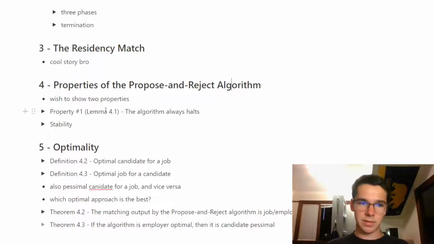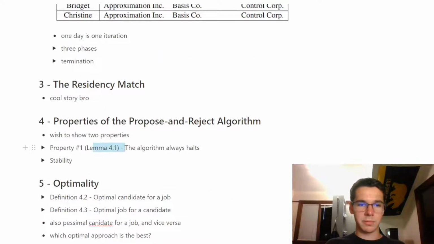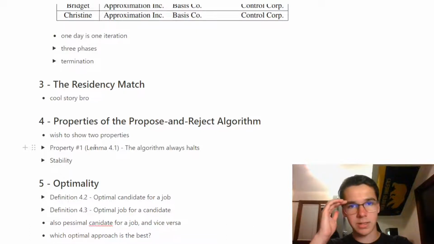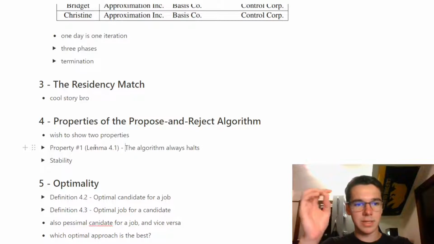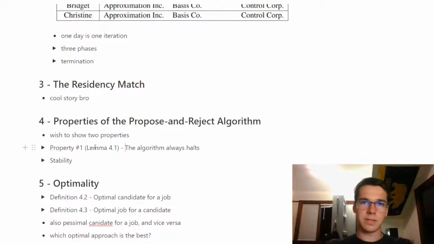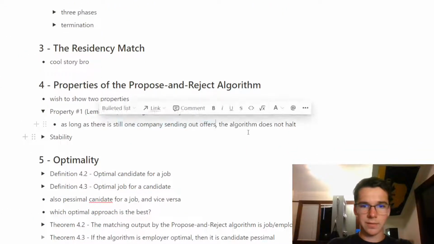But we're going to go on to the actual properties of the propose and reject algorithm. There are two main ones, and we're just going to go over them. The first one, which is lemma 4.1 in the notes, is that the algorithm always halts. This is fairly obvious. If a job does not receive an offer from a candidate, or a candidate is not paired to a job, then it must be the case that the candidate has not yet received an offer, and so there are more jobs that will send offers to that candidate. As long as there is still one company sending out offers, the algorithm does not halt.